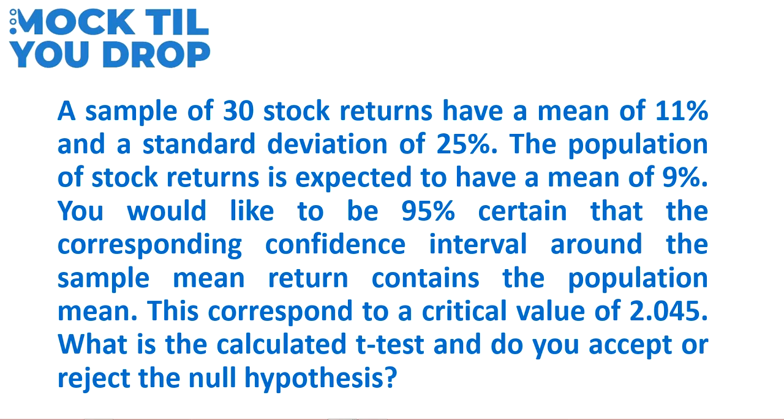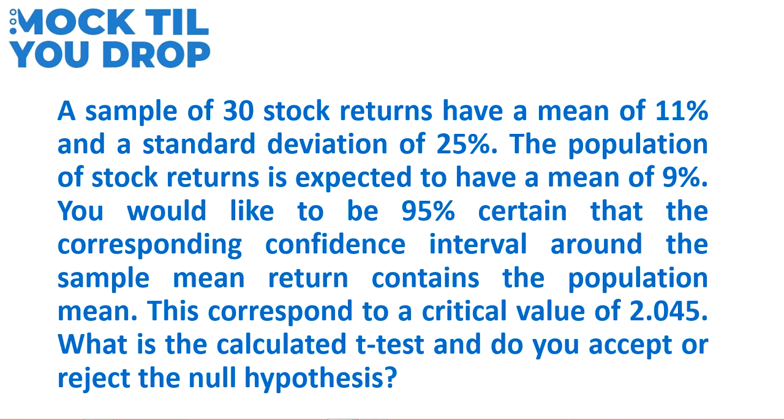We gather 30 stocks and determine that their average return, or mean return, is 11%, with a standard deviation of 25%. We can assume this is on an annual basis. The population, the stock return, is expected to have a mean of 9%. In other words, this is what we are going to hypothesize. This is also known as the null hypothesis, which is what we're testing for.